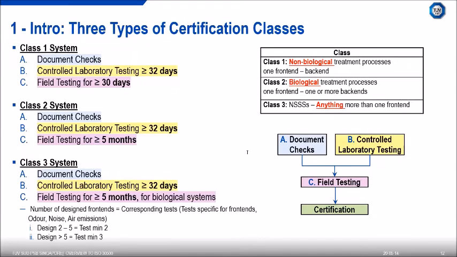So for class 3, it's any biological or non-biological system that has more than one front end. That means there's 2, there's 3, there's 4 front ends.